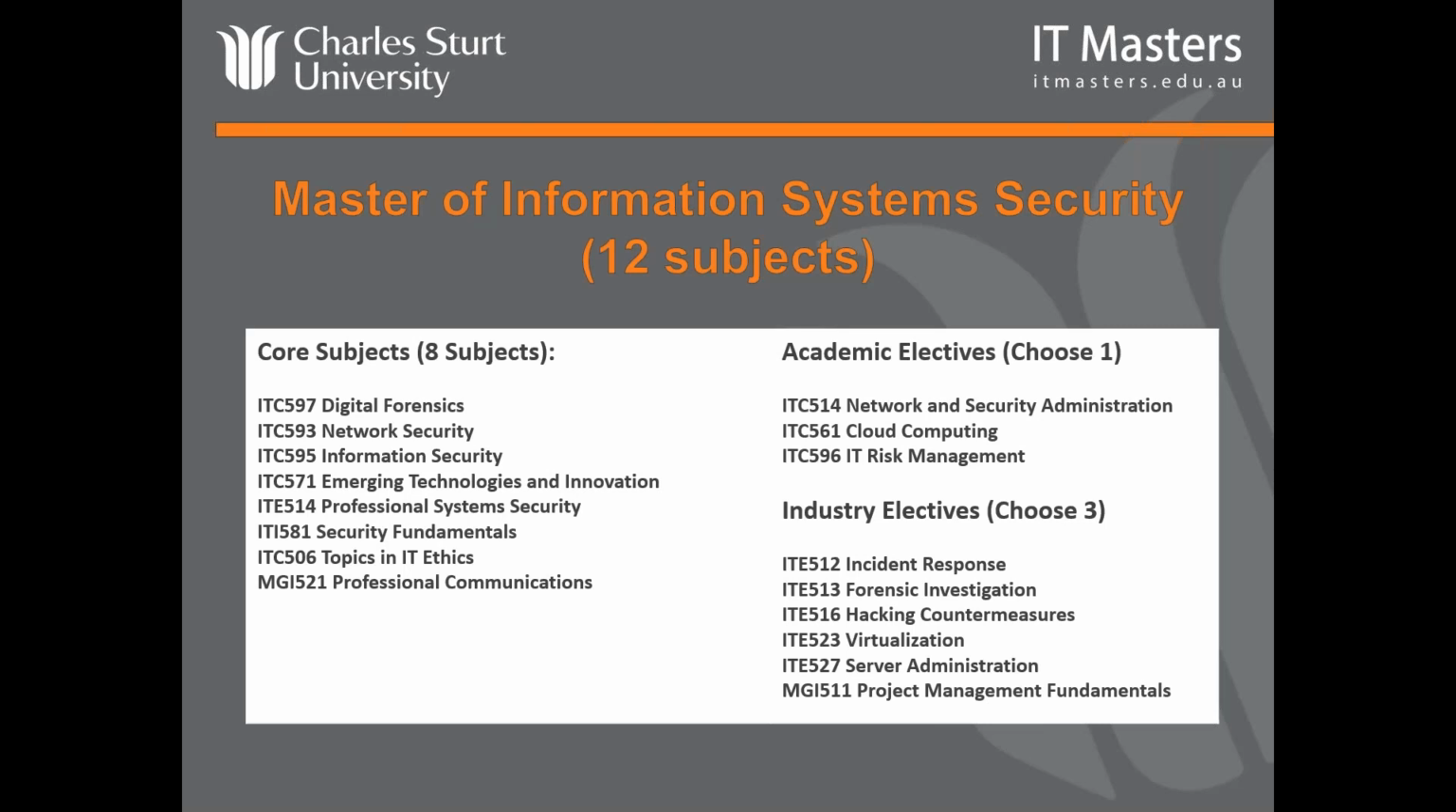You can see on the screen there on the left hand side, it consists of what we call 8 core subjects which all students must do. So you can see at the top of the list there we have digital forensics, a lot of other units that are of great interest including network security where you're learning about cryptography and cryptographic protocols, information security. Further down the list you have a subject ITE 514 professional systems security which is based around the CISSP certification and which indeed prepares you for that certification.